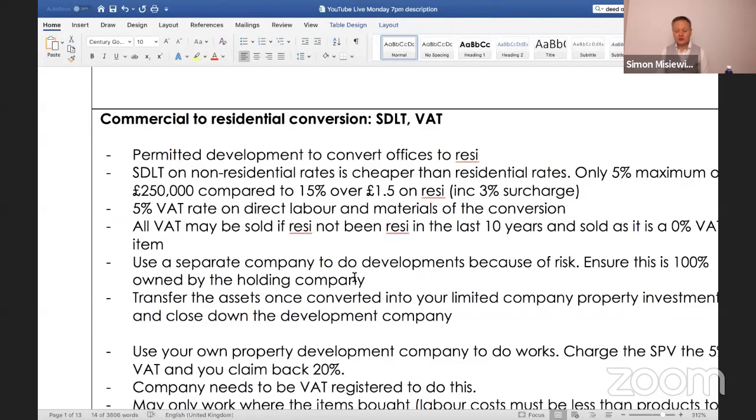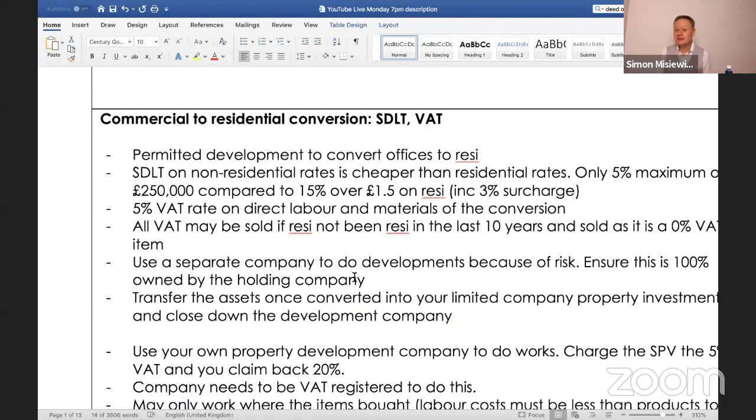And we also got to remember that if the property's never been residential, or residential in the last 10 years, then you may be able to claim back that 5% VAT charge as well when you come to sell the property on. So there's many, many reasons why people are using commercial to residential conversion as a strategy.